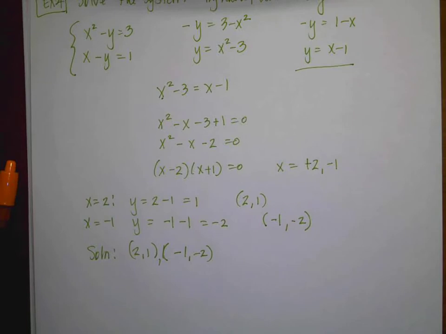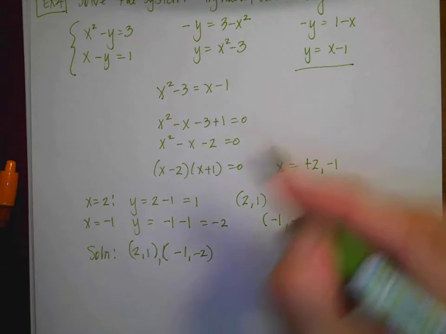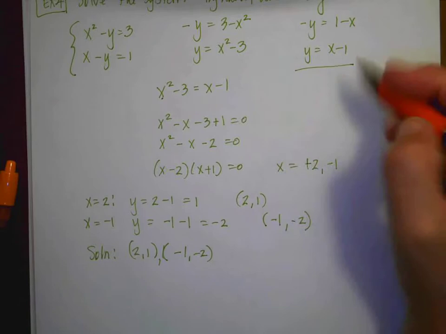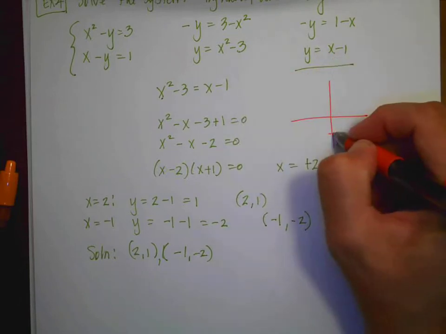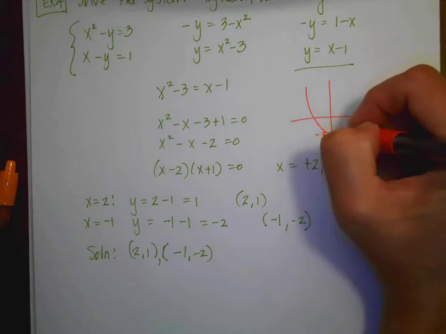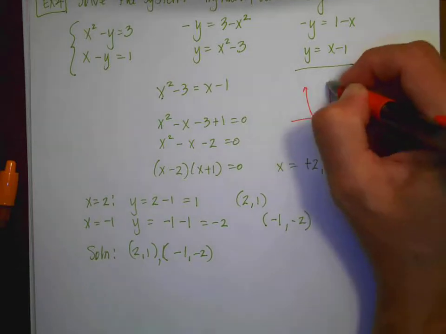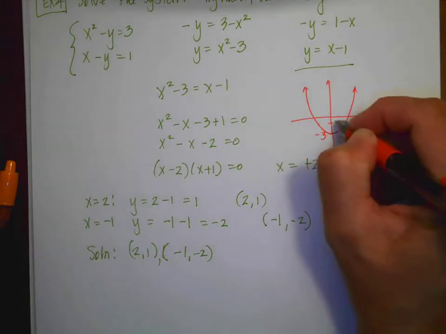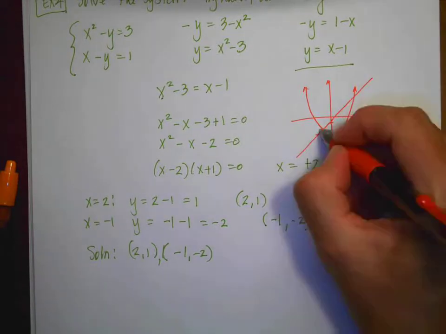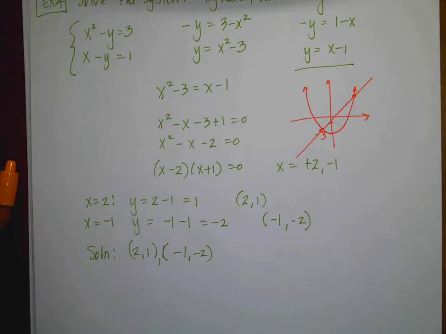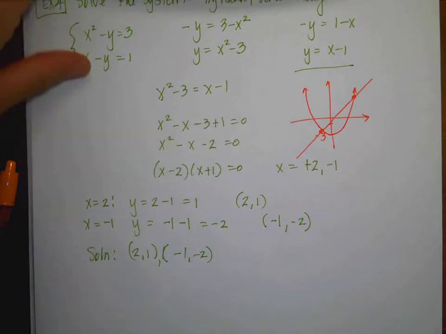I could also have done this graphically and looked for the points of intersection. So if we just think about that, let's stick it up here in the corner. If I have y is equal to x squared minus 3, with negative 3 here, that little graph looks like that. And then y is equal to x minus 1, so I would have this, and then I would have 2 points of intersection. And then I could have found those in my handy-dandy grapher.